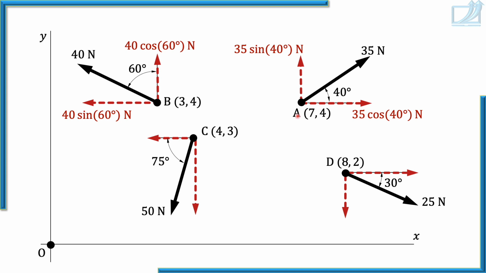Now be sure you have understood why here the horizontal component is cos and why here the horizontal component is sin. I have told you that the component adjacent to the angle is cos. When you resolve a force into rectangular components, along the x-axis and y-axis, remember the component adjacent to the angle has a cos of that angle factor. So this is 35 cos 40, and here the vertical component, because the angle is with the vertical axis, is 40 cos 60.